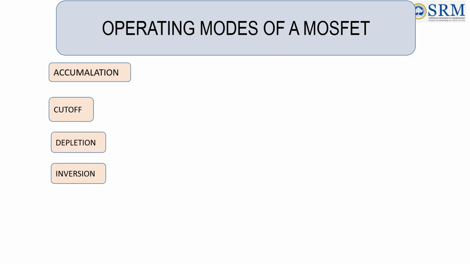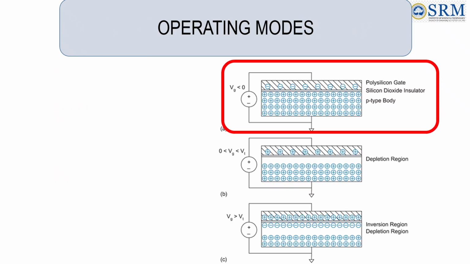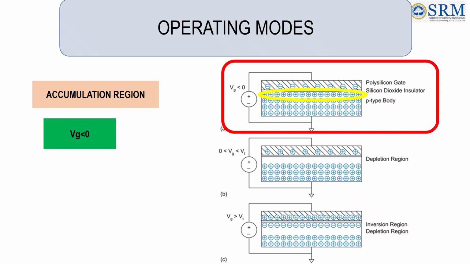A quick recap on the different operating modes of a MOSFET: the accumulation, cutoff, depletion, and the inversion region. First, we'll see about the accumulation region. In all our discussions, we concentrate mainly on the N-channel MOSFET. The substrate of the N-channel MOSFET is of P-type. So, when more holes accumulate at the surface, we call this the accumulation region. And this happens when Vg is less than 0.